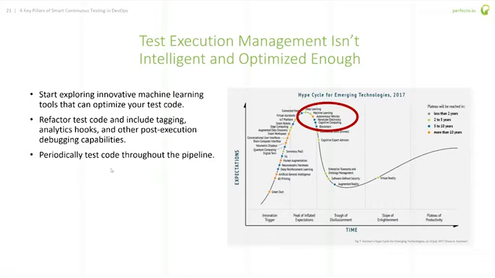The test execution is there to give you some value. If you cannot obtain the value at the end of execution through smart reporting, you're going to miss all the investment that you've done on the test authoring.